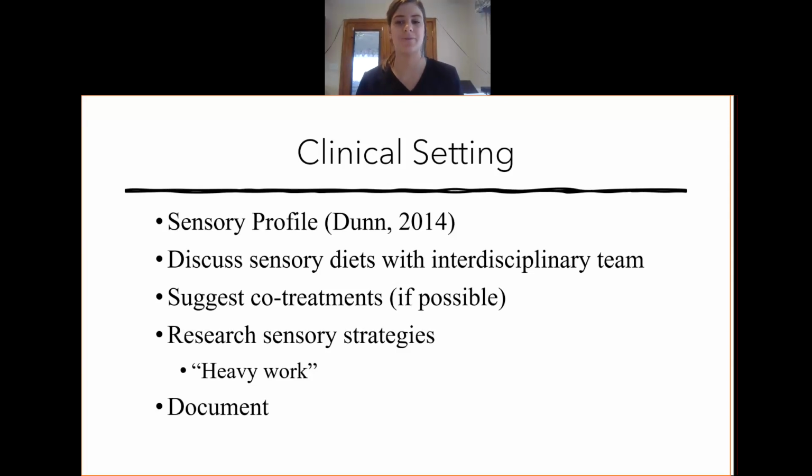In my last fieldwork placement, speech therapists used heavy work all the time to help their patients become engaged in their session. If you research heavy work ideas, you can find a lot of unique activities to use in your therapy sessions. And then document. Document what sensory input you provide or notice that works with the patient. Other disciplines can read your documentation and it can better help the whole interdisciplinary team.